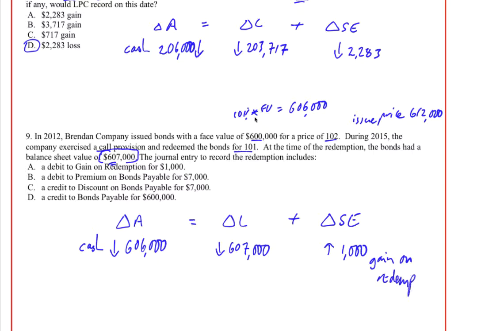Think about it: they had this liability of 607,000 and they made it go away for a price of only 606,000. Good news. So a gain on redemption of 1,000.